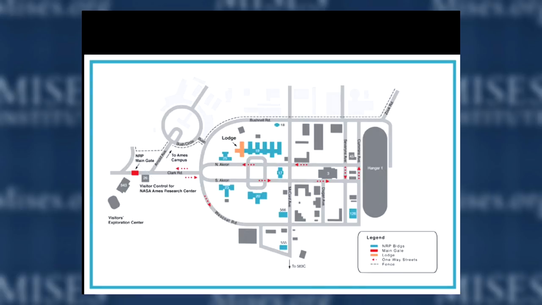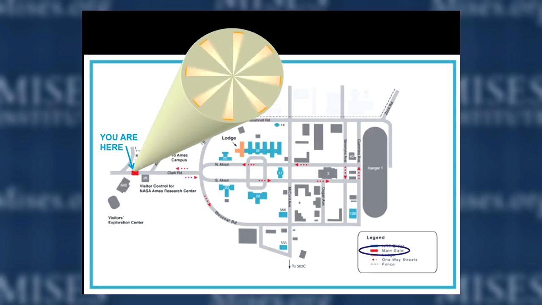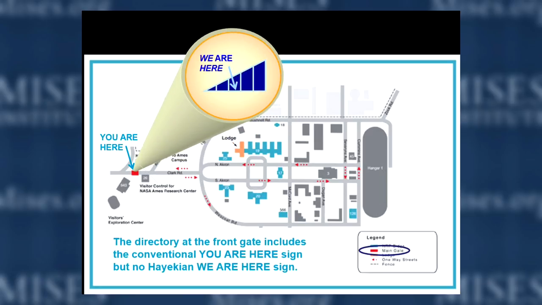Now I put this in here. This is a factory. It says main gate down here, and you see the main gate over there. And you'll see a sign that says, you are here. If you've ever gone to look at one, you are here, right? But what's missing is one that says, we are here.